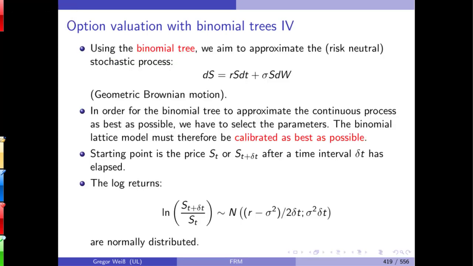Now, we can look at this from a slightly different angle. Remember that we used a geometric Brownian motion for our underlying price. Now, in order for the binomial tree to approximate this continuous process as best as possible, we have to select some parameters. The binomial lattice model must therefore be calibrated as best as possible. Starting point is S_T or S_{T+Δt} after a certain time interval has elapsed. The log returns, the logarithm of S_{T+Δt} over S_T, are normally distributed. We've seen this under the assumption of a geometric Brownian motion for the prices and the Brownian motion for the returns. We have normally distributed log returns.